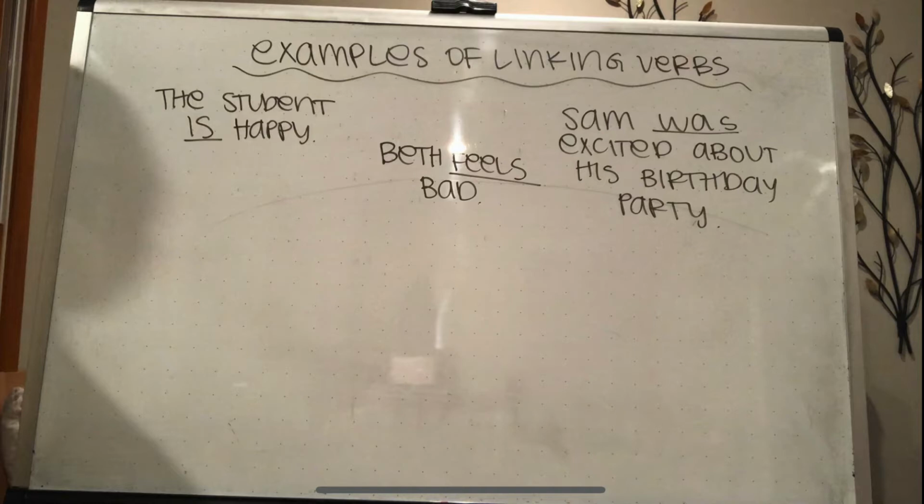The last example for linking verbs is Sam was excited about his birthday party, and the linking verb is "was," and it's pretty much the same as "is," just in the past tense. So it's describing Sam's state of being.